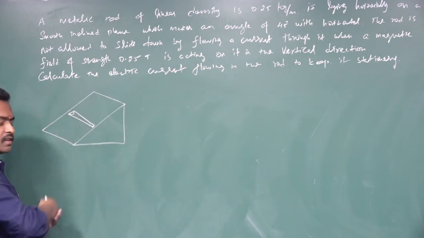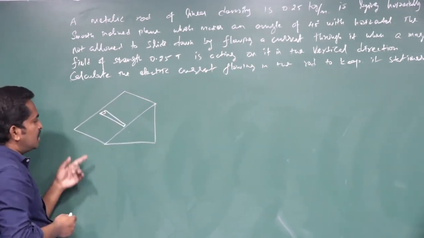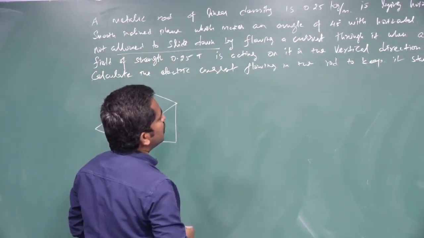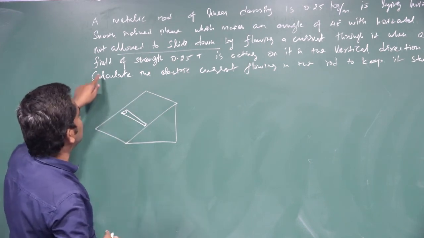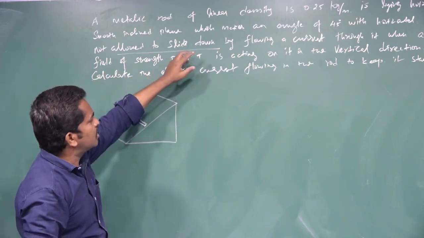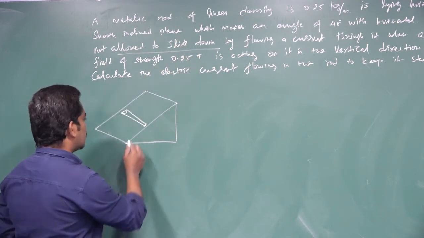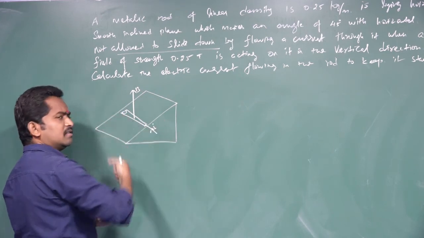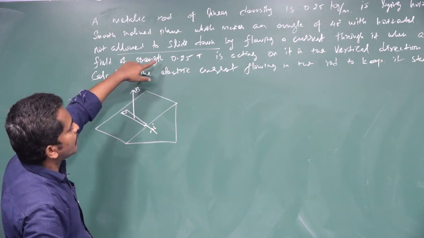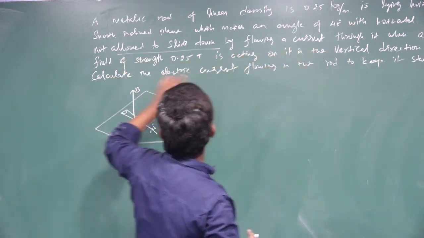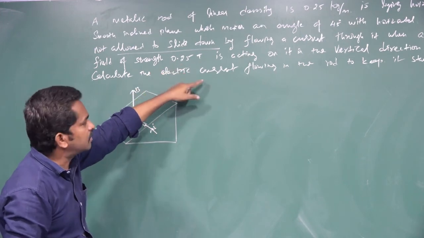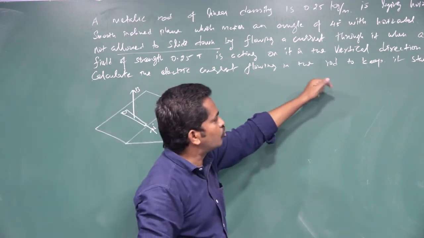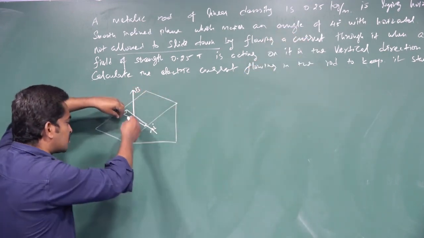On a smooth inclined plane, the object would slide down, but the rod is not allowed to slide down by flowing current through it when a magnetic field of strength 0.25 Tesla acts in the vertical direction. The current I flows in the rod. Calculate the current flowing in the rod to keep it stationary, which means the object does not slide down.